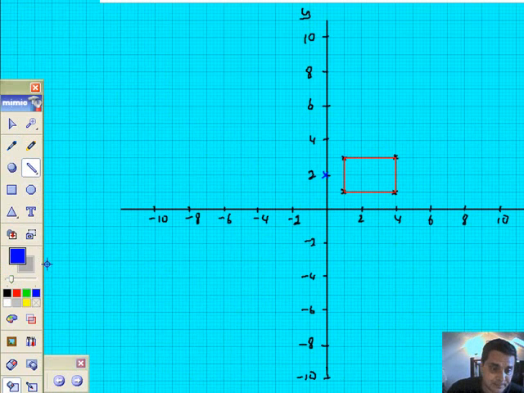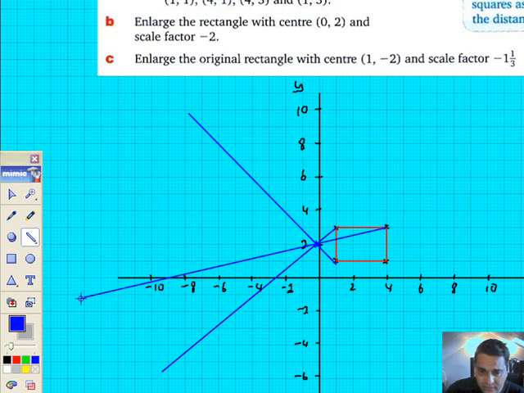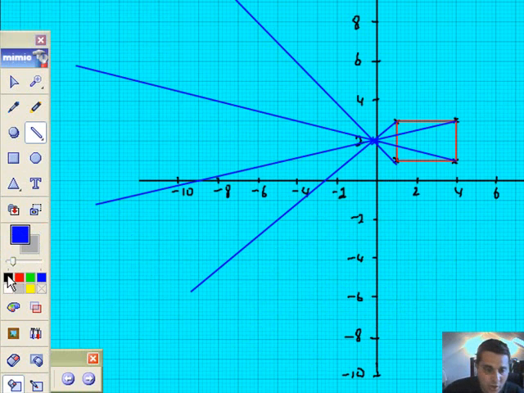So usual trick. I'm going to need to get me some vertices. So that one passes straight through that, and that one passes straight through that. I'm not sure where it's going to end up. That will pass straight through that, and that will pass straight through that. So there we go. As you can see, I'm going back on myself through the centre of enlargement. I want to go -2. Now hopefully it won't be too difficult to try and convince you.